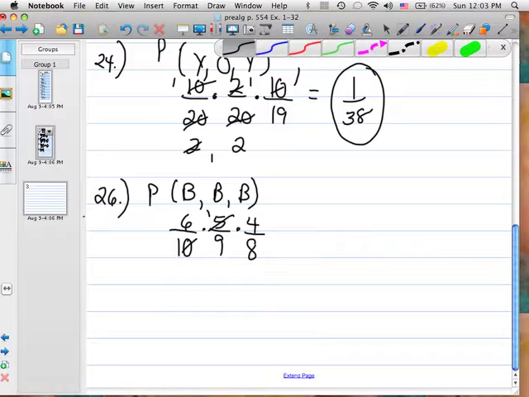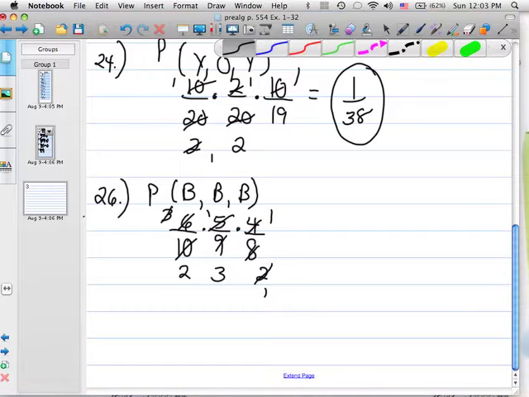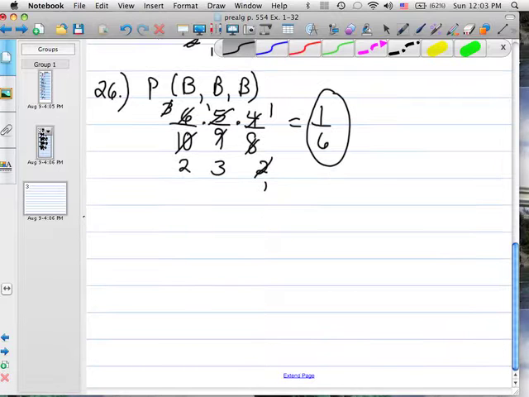So we can cancel the 5 and the 10 and we get 2. Cancel the 4 and the 8, we get 2. 2 goes into 6, 3, and the 3 cancels with the 9, 3. So it comes out 1 over 2 times 3, which is 6.